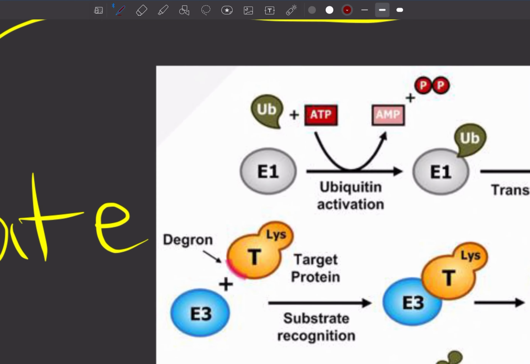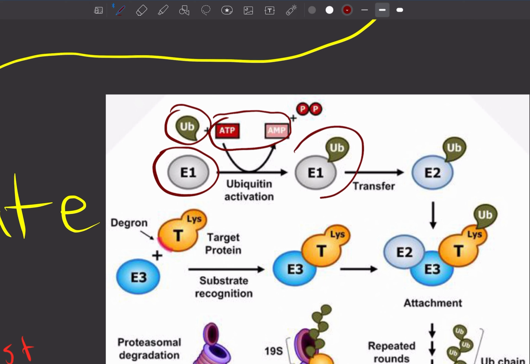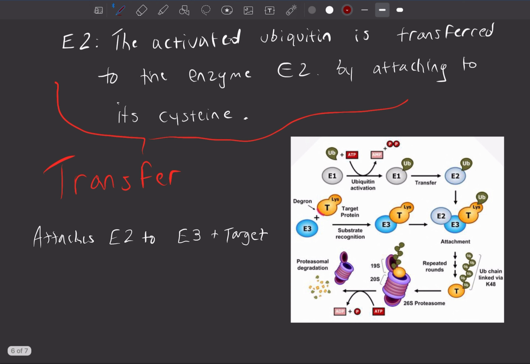So if we go over and zoom in, blow up this image here, we have the E1, we have ubiquitin, and through the power of ATP, the most important currency in all of biochemistry, we're able to bind the E1 and ubiquitin together. So the E1 is the ubiquitin-activating enzyme, and it's able to bind the ubiquitin. This E1 transfers the ubiquitin over to the E2. The activated ubiquitin is transferred to enzyme E2 by attaching to its cysteine.